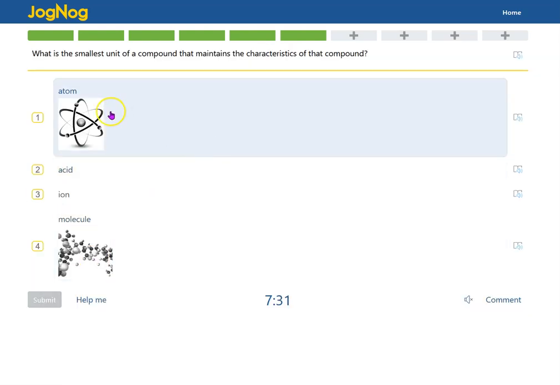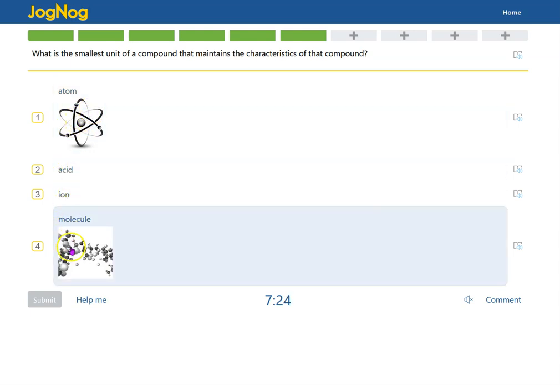What is the smallest unit of a compound that maintains the characteristics of a compound? Certainly not an atom. An acid is a different thing. So again, in this case, it is a molecule. Remember, a compound is made up of different atoms.